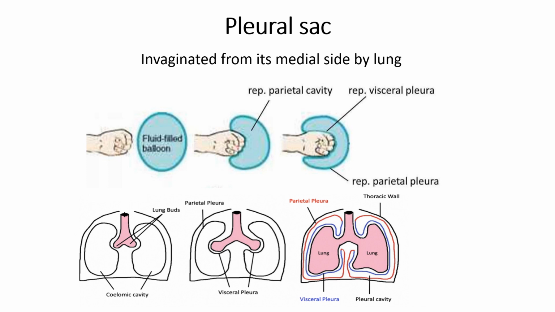Formation of pleura is best understood by an example of a fluid-filled balloon which is invaginated from one side. This makes the balloon thinned out. Similarly, the lung invaginates the pleural sac, which is like a filled up balloon, and slowly when the lung grows, the pleural sac thins out to form two membranes, and in between the two membranes a small space is left.